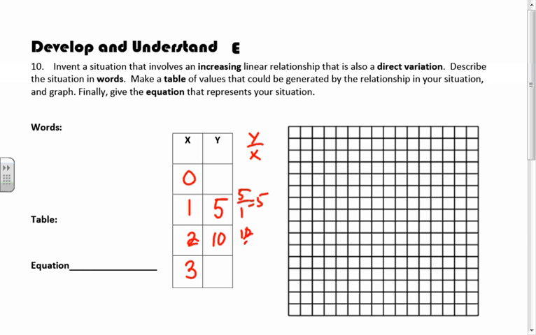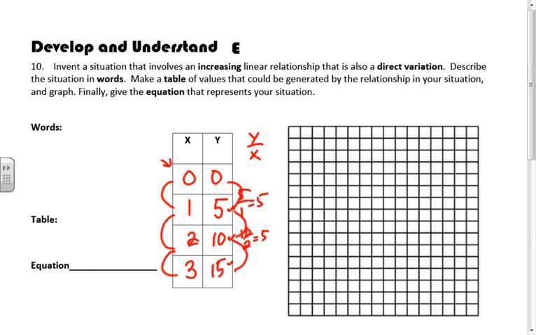10 divided by 2 is also equal to 5, and this is 15. All right? So if we follow this pattern, 15, 10, 5, 0 would be 0. That's another way you can tell it's a direct variation. If you have a linear situation that starts at 0, 0, where both x and y are 0, and it's linear, which means they both go up at a constant rate, it will be a direct variation.